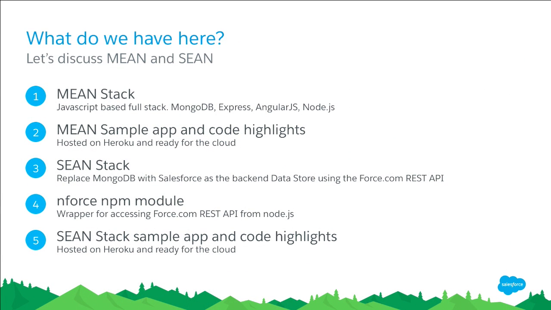Let's look at the main stack. Main stack is a popular stack of building web applications using JavaScript-based technologies like MongoDB, Express, Angular, and Node. And we're going to look at a simple sample application and a few code highlights. And we'll see what Shan stack means. Shan stack actually means replacing MongoDB with Salesforce as the data store. Use Salesforce REST APIs as the data store.